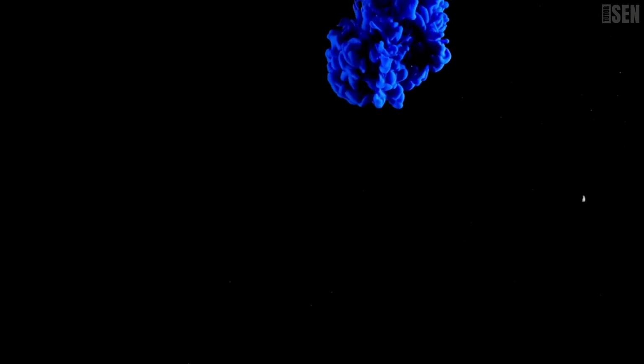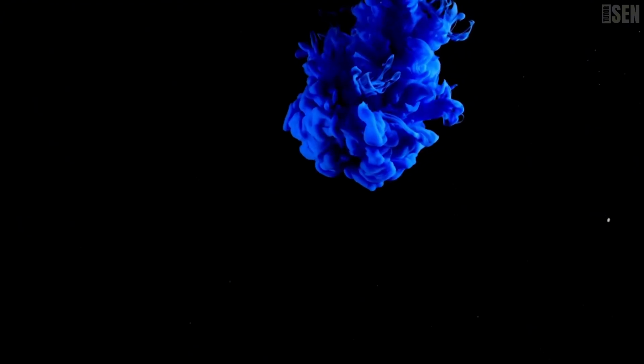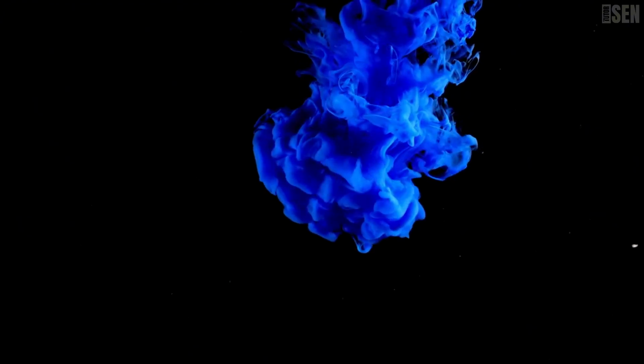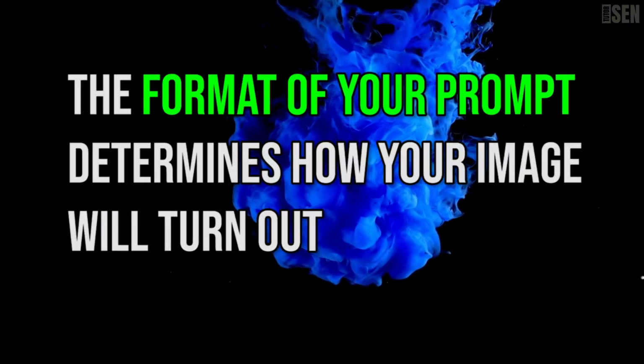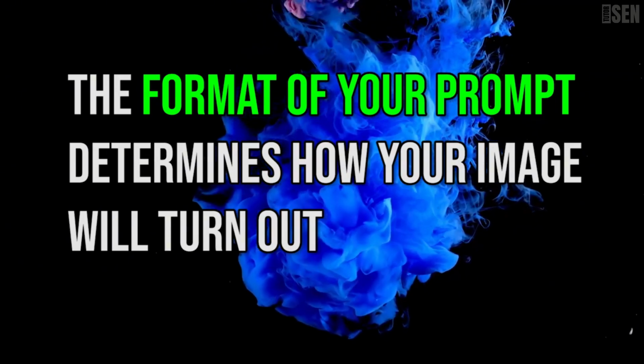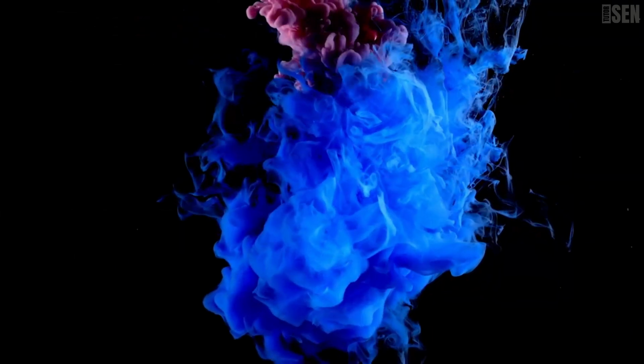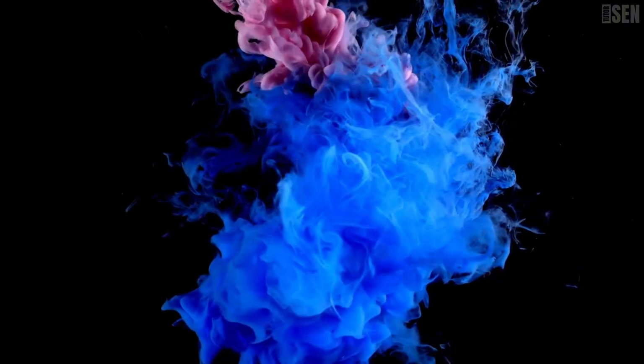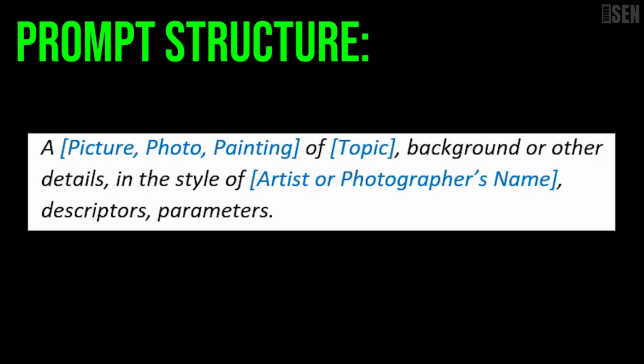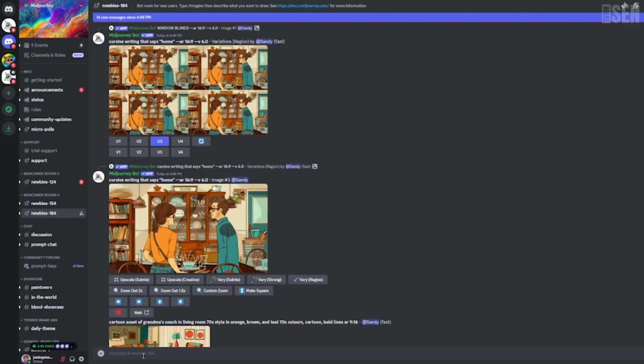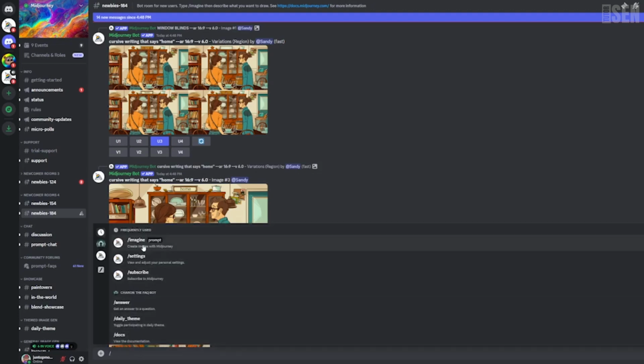Okay, do you want to level up your AI image generation skill right now? Sure you do. Remember, the format of your prompt has a tremendous impact on how your image will turn out. Here is a great way to start formatting or structuring your prompts. A picture, photo, painting of topic, background, or other details in the style of artist or photographer's name. Descriptors, parameters.